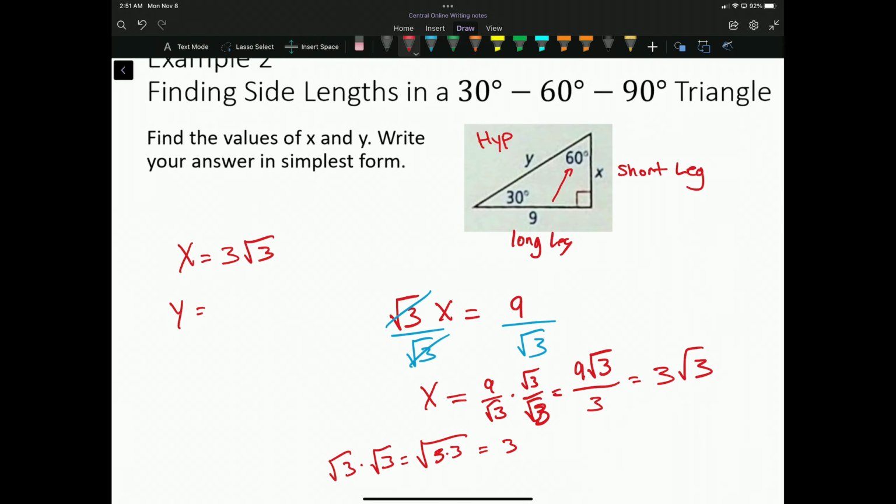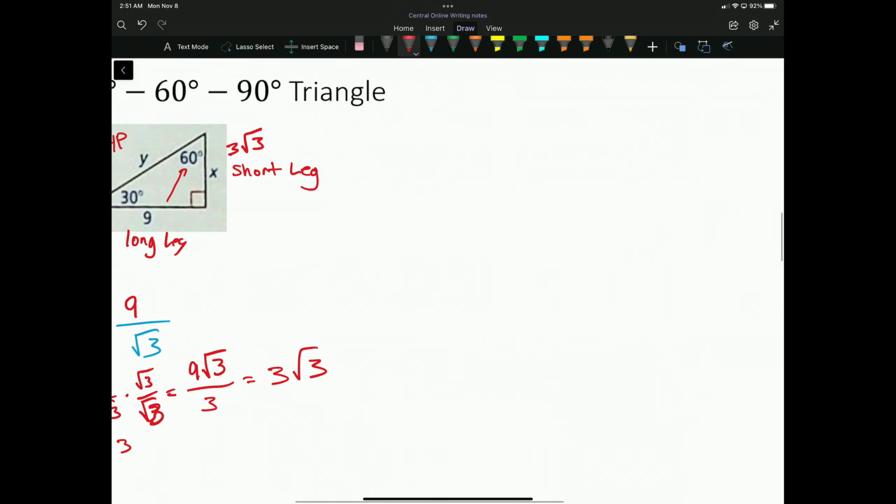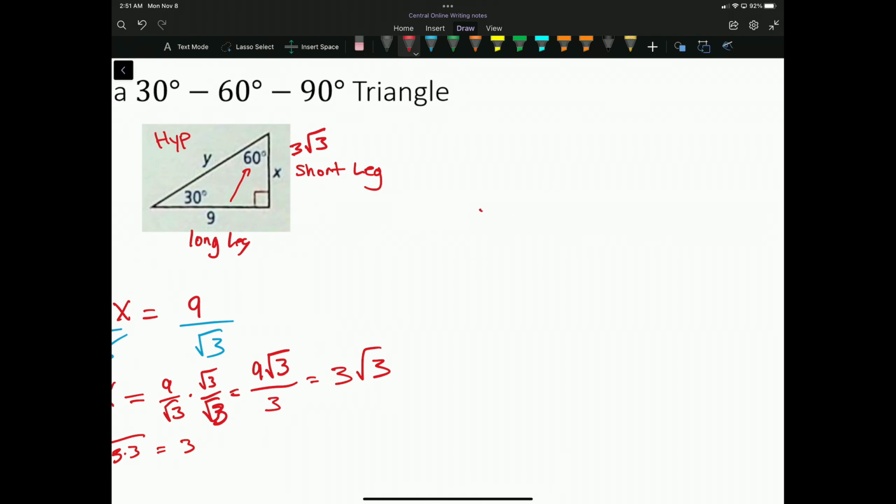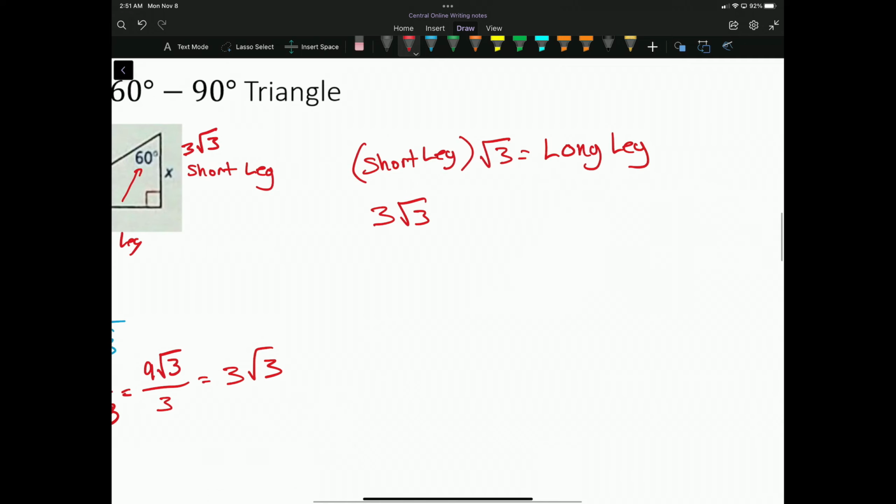And we can check this too, right? So remember, again, this side is 3 times the square root of 3. So if you multiply this, I'm going to go over here. 3 times the square root of 3, remember this is my short leg, times the square root of 3 equals my long leg. That's what the formula says. So we have my short leg is 3 square root of 3. We're going to multiply that by the square root of 3, which is going to equal my long leg.